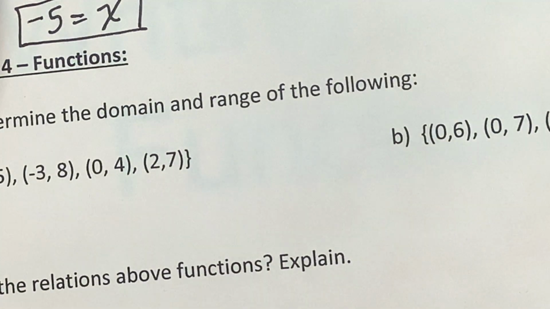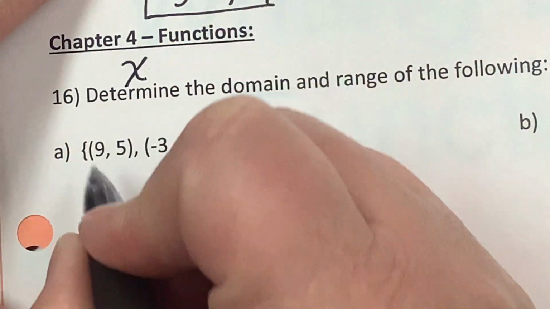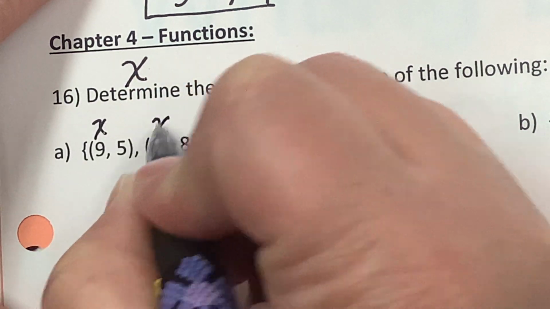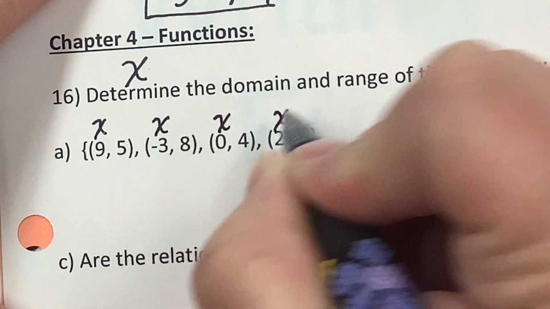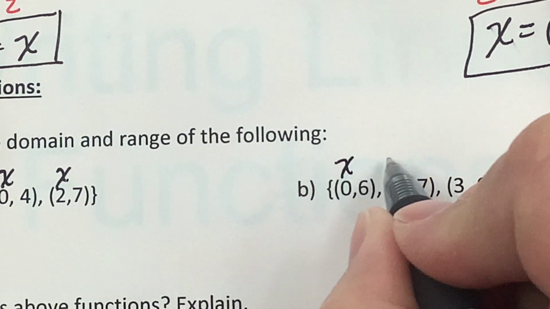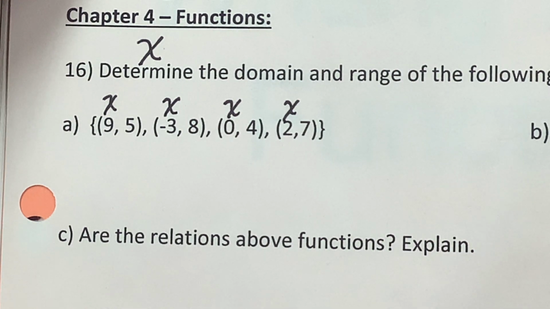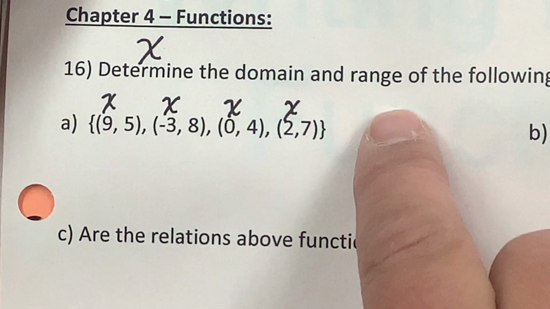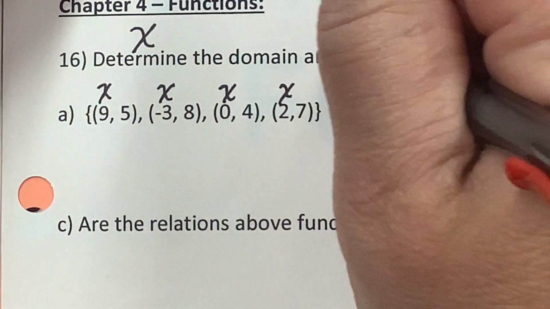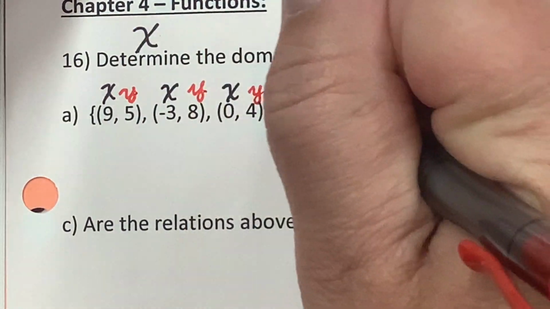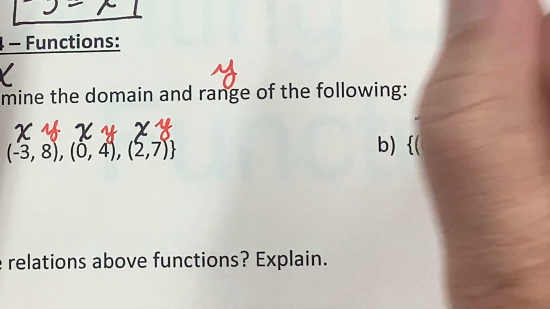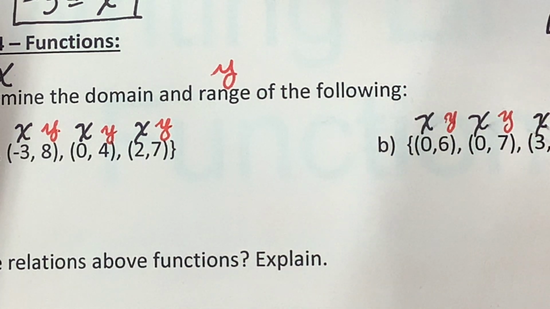All right, determine the domain and range of the following. Okay, so domain is the x values, so that's going to be the first number in each coordinate pair. And over here, it's also going to be the first number in each coordinate pair. So in parentheses, that's an ordered pair or a coordinate pair or even a point. And now the range, that's the y values in each pair. So the y values, and I'm kind of color coding them because it makes it a little easier for me. All right, I'm a very color-coded person.